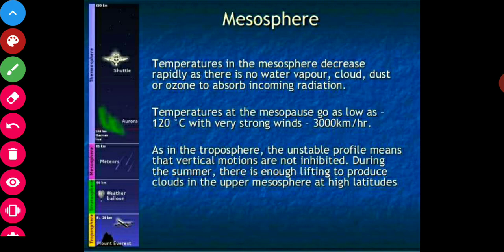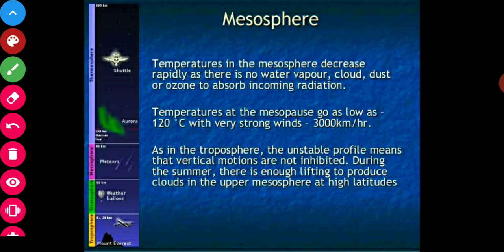As in the troposphere, the unstable profile means that vertical motions are not inhibited. During the summer in mesosphere, there is enough lifting to produce clouds in the upper mesosphere at high latitude. This mesosphere is the layer in which the meteors coming from outer space burn.